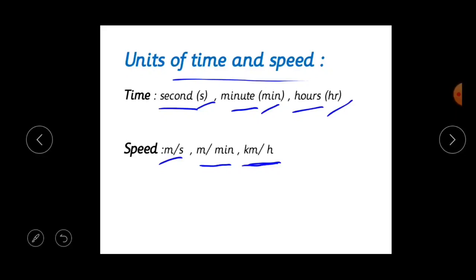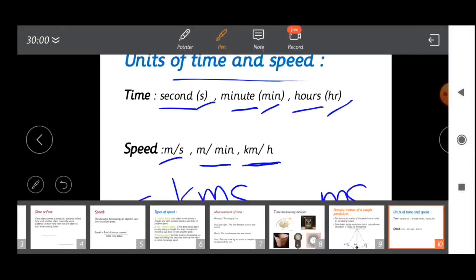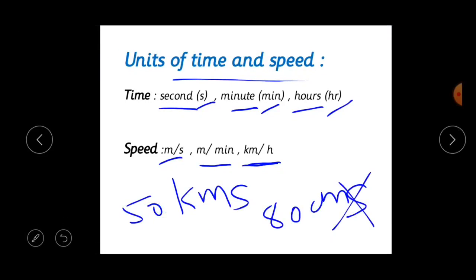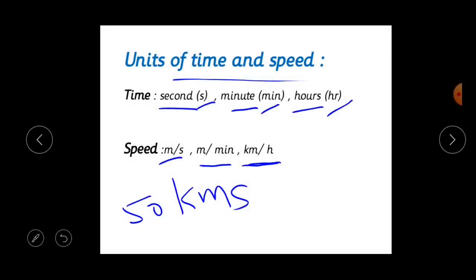singular form. For example, 50 kilometer, not 50 kilometers. It is wrong. It has to be written in the singular form, like 50 kilometer, not 50 kilometers. 80 centimeter, not 80 centimeters. This is a wrong form. You have to read or write it as 50 kilometer and 80 centimeter, in singular form.